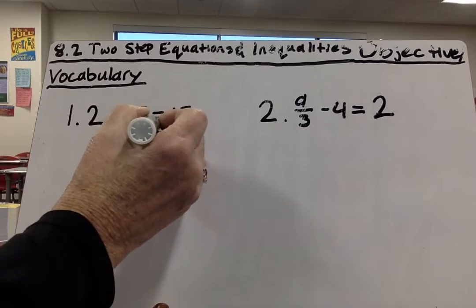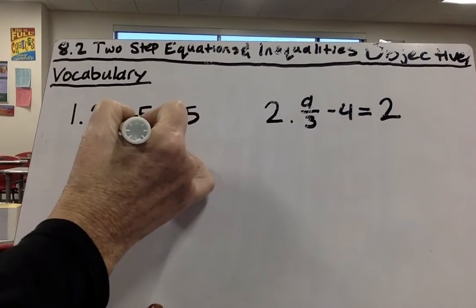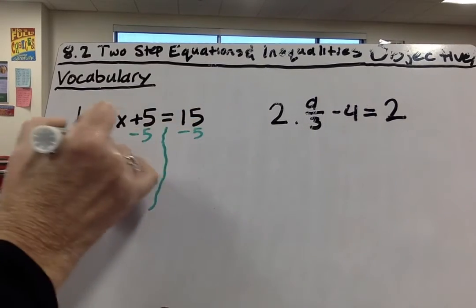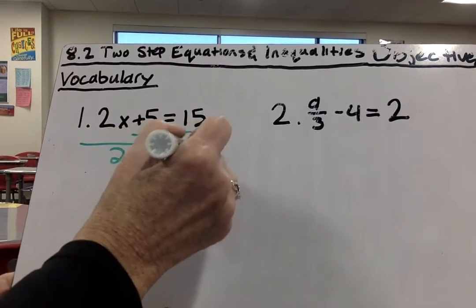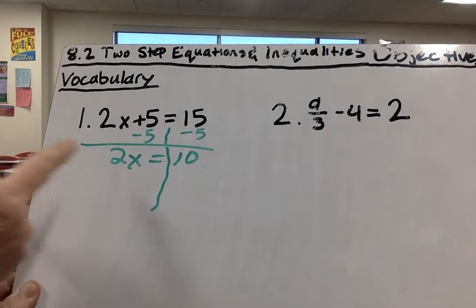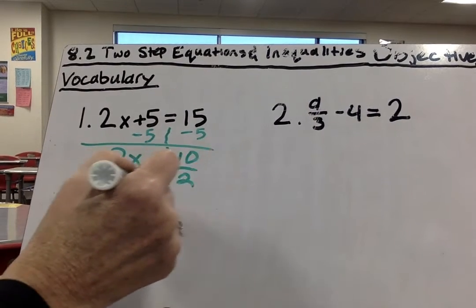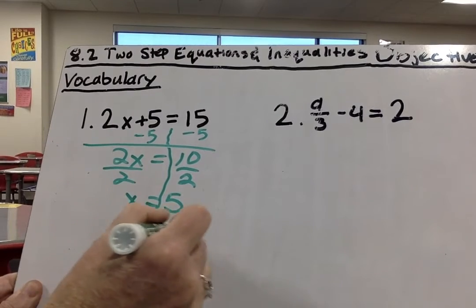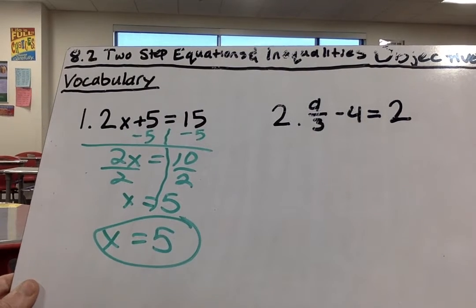These types of equations, you put a line down the equal sign, and we do add or subtract first. This is add, so I'm going to subtract on each side of this line. Bring the 2x down, and then undo the multiplication by doing division. So we know that x equals 5. Okay. Now we're going to go on to this one over here.